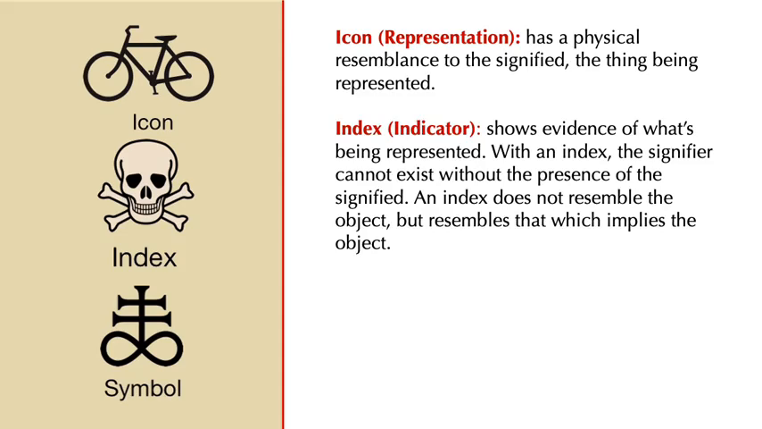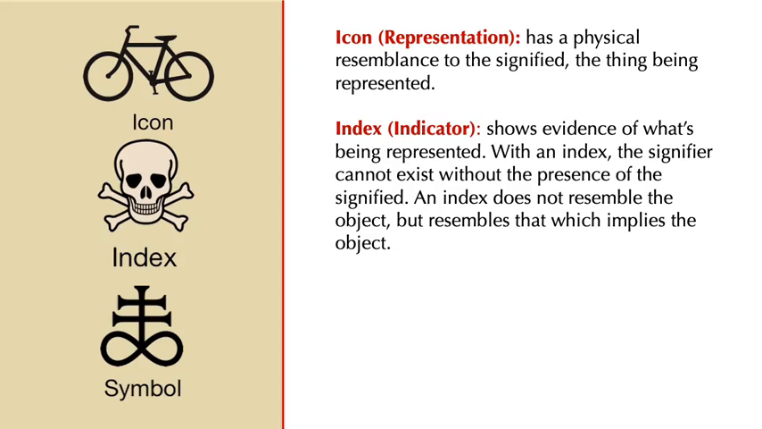Now, the index is a little bit more abstract. The index is not straightforwardly representational, but rather suggests, infers, or indicates some aspect of what is being represented. With an index, the signifier cannot exist without the presence of the signified, but it's always one step removed in a sense. So we point to it, we say, oh, that, and it suggests something larger. So for instance, the classic example that's used often is smoke is an index of fire, or here, a skull is an index of death or mortality.